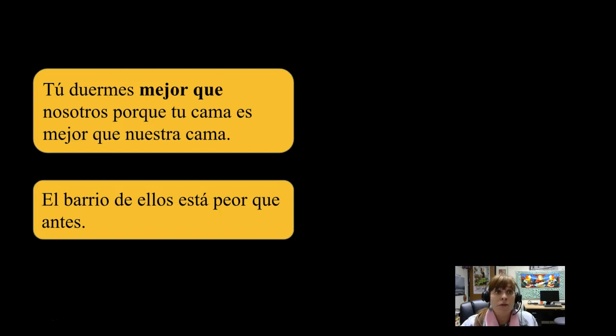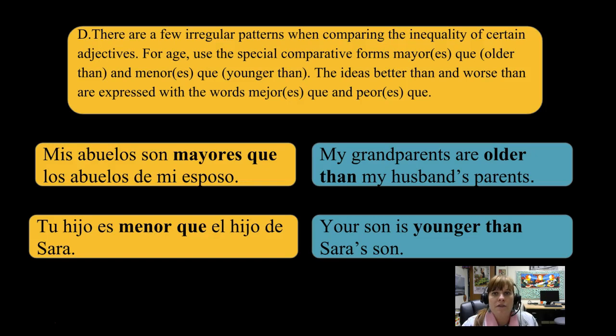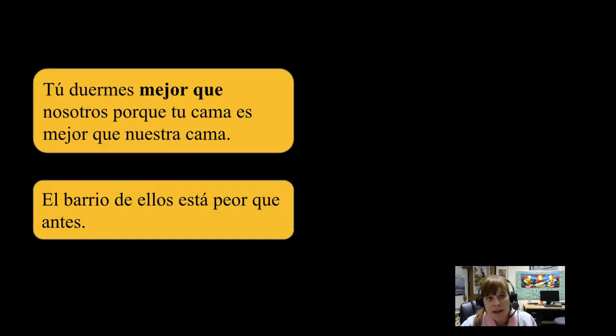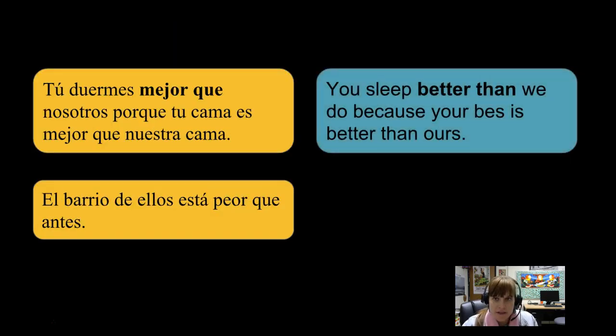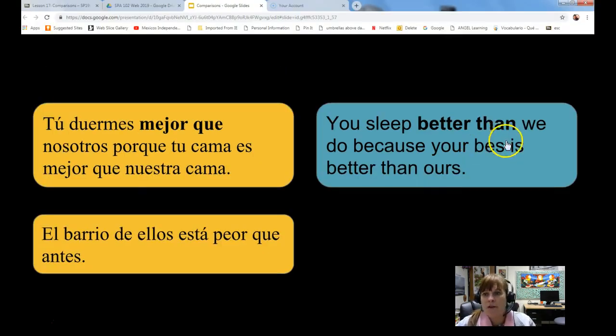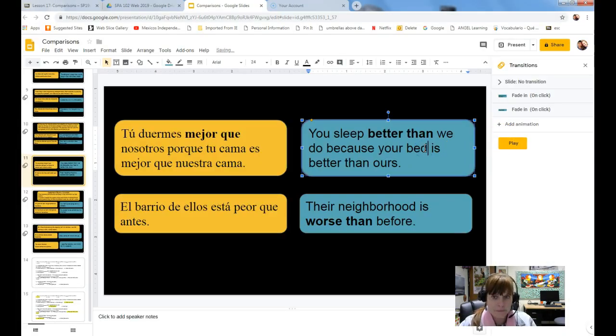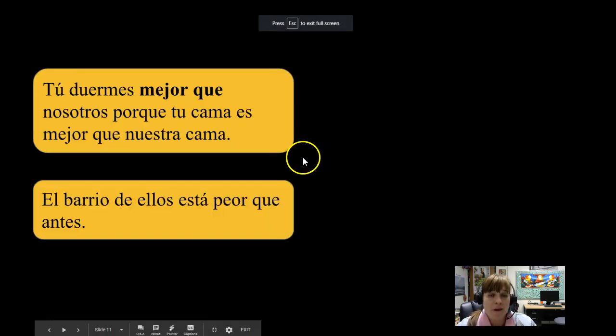Más ejemplos. Tú duermes mejor que nosotros porque tu cama es mejor que nuestra cama. Right, so back up here in our notes, we said that the ideas better than and worse than are expressed with mejor and peor. So mejor que, you sleep better than us because your bed is better than ours. Right, so you use the expression mejor que, and peor que means worse than.